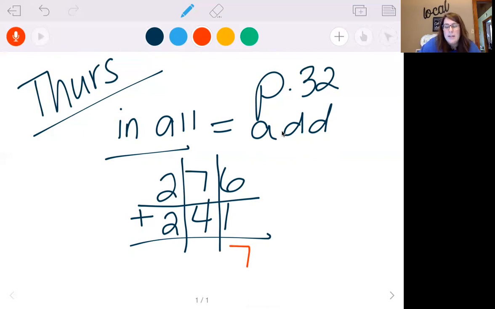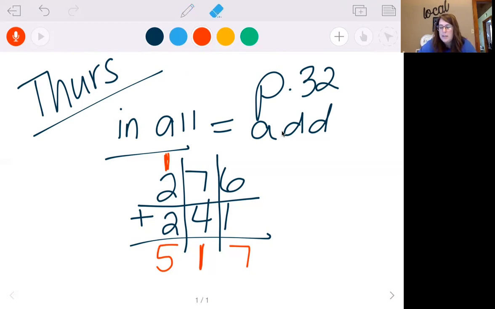Then I go to my tens. 7 plus 4 is 11, but I can't put 2 digits in this box. I'm going to keep the ones digit down here, and I'm going to carry that tens digit to my next column. So let's recap. 7 plus 4 is 11. I'm going to keep the ones digit of 11 down here and take the tens digit into the next column. Then I add those. 2 plus 2 is 4, plus 1 is 5. So I get 517 students.